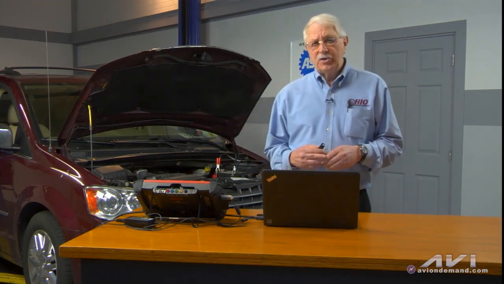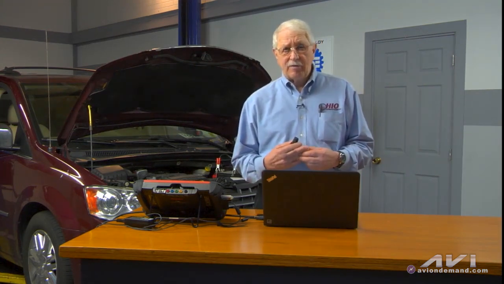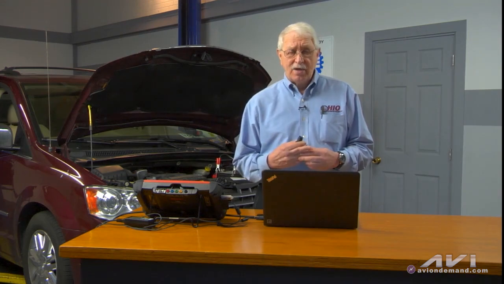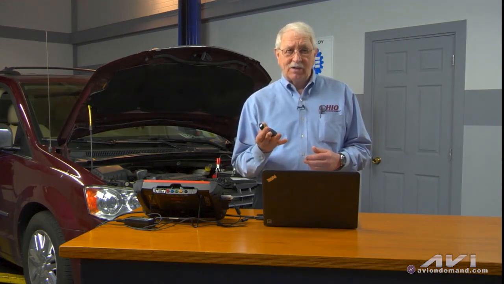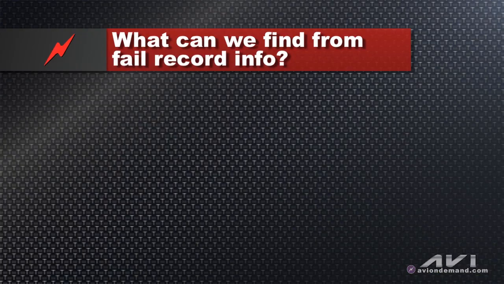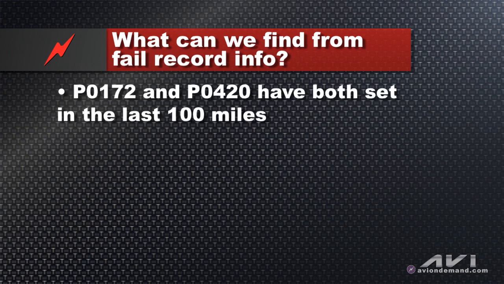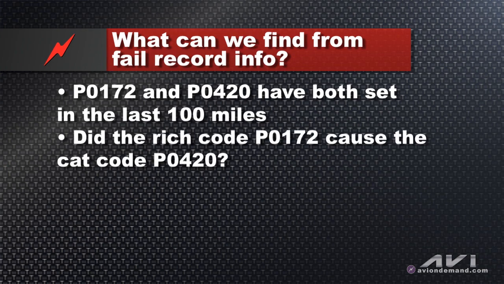So luckily, on GM OBD2 systems, the fail record information will show you the mileage on the vehicle when the PCM detected a code. So what we need to do is take a look at the fail record information on this GM. Can fail record information help us? You bet. Now the P0172, which is a rich code, and the P0420, which is a CAT code, have both set within the last 100 miles. The question you'd ask yourself: did the rich code set first or did the CAT code set first?